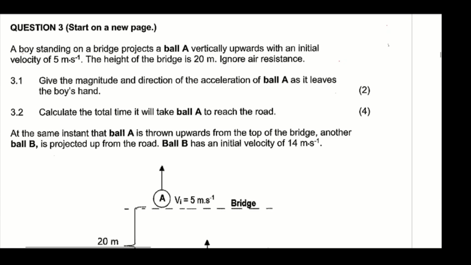Now we're going to do question 3, and the statement reads as follows. A boy standing on a bridge projects a ball, which is ball A, vertically upwards with an initial velocity of 5 meters per second. The height of the bridge is 20 meters. Ignore air resistance. So 3.1 says to give the magnitude and direction of the acceleration of ball A as it leaves the boy's hand, right?